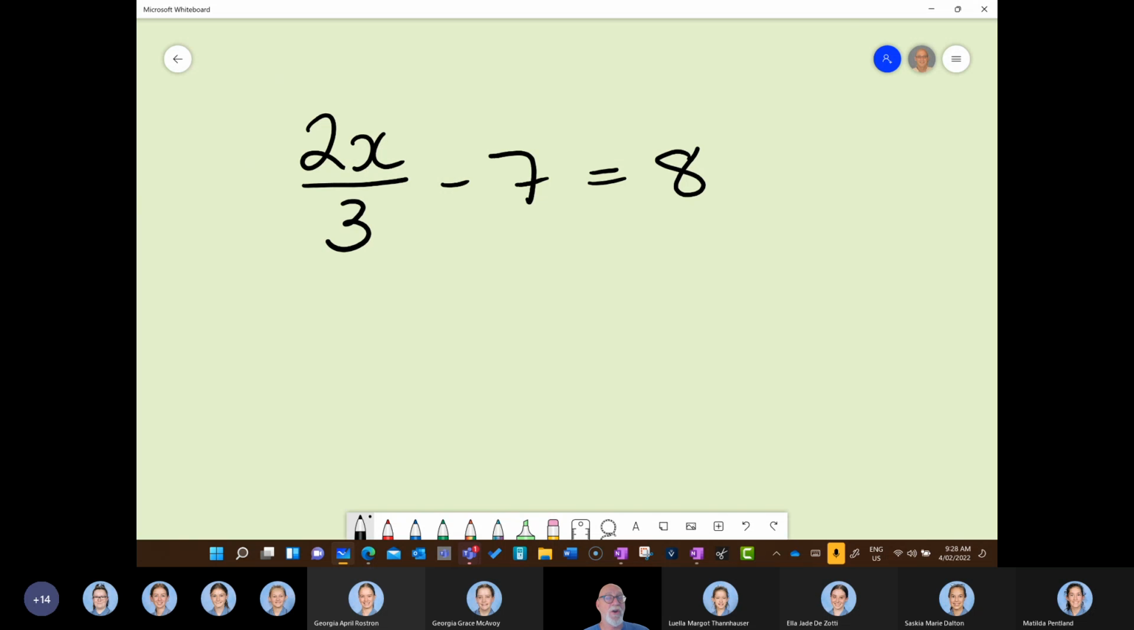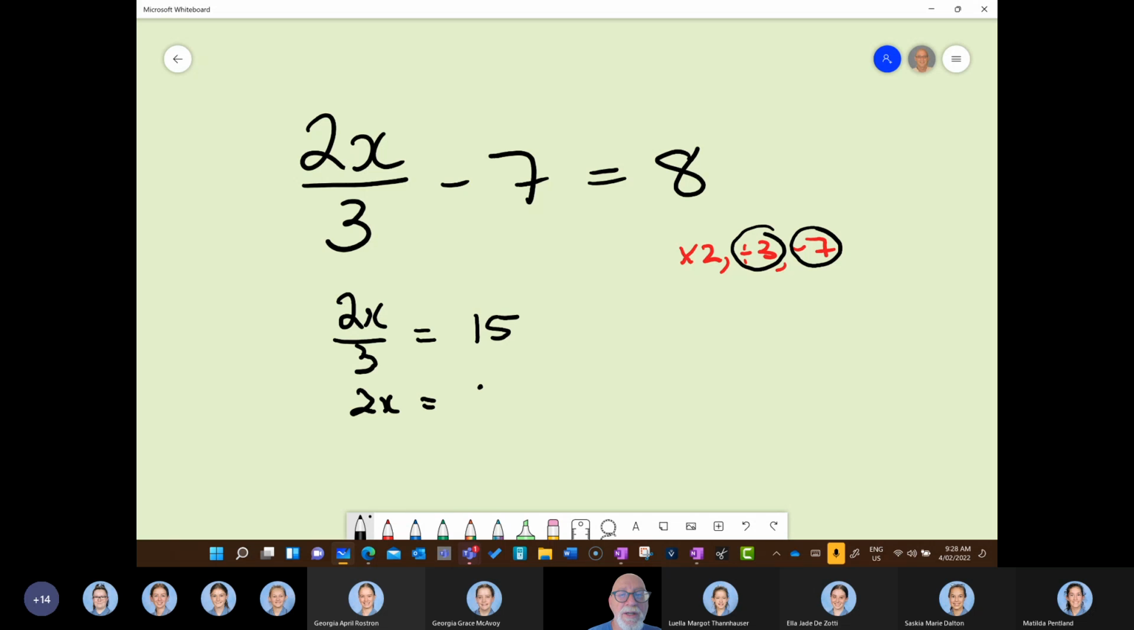Okay, 2x over 3 minus 7 equals 8. And again, this is where the backtracking might become useful. So what's happening to x? You're timesing by 2, then you're dividing by 3, and then you're subtracting 7. So if I was to solve that, the first thing I'm going to get rid of is the minus 7. Minus 7 plus 7, 15. Then the divide by 3. Divide by 3, times by 3. Divide by 2.